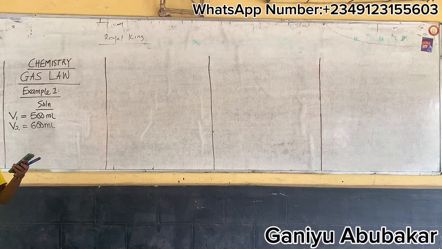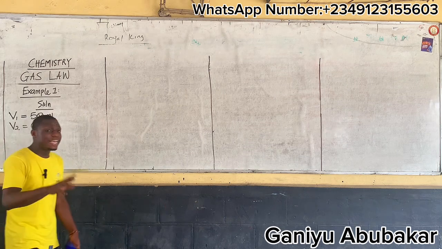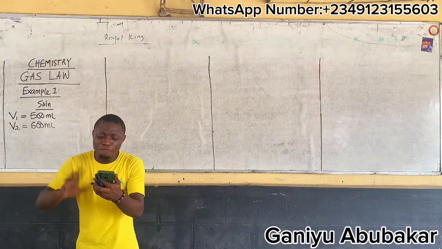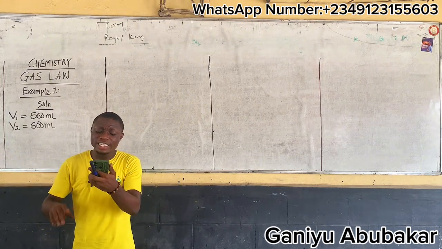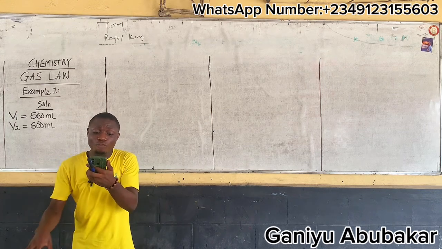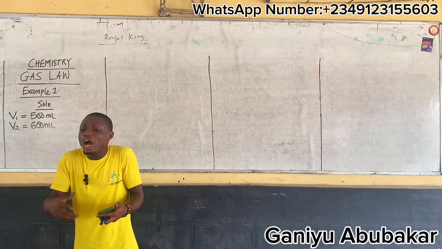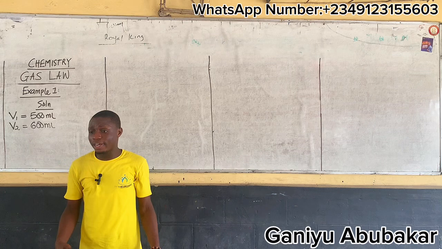If the final pressure of the gas, is it P1 or P2? P2. Let's say the word final is not there. Let's assume they said that the pressure of the gas is 1.01 times 10 to the power 5. How will you know if it's final or not?